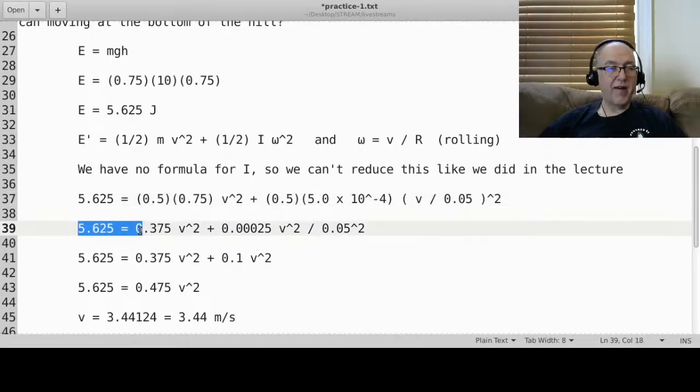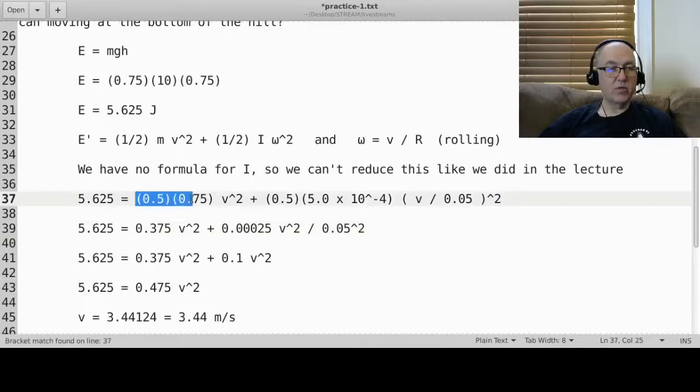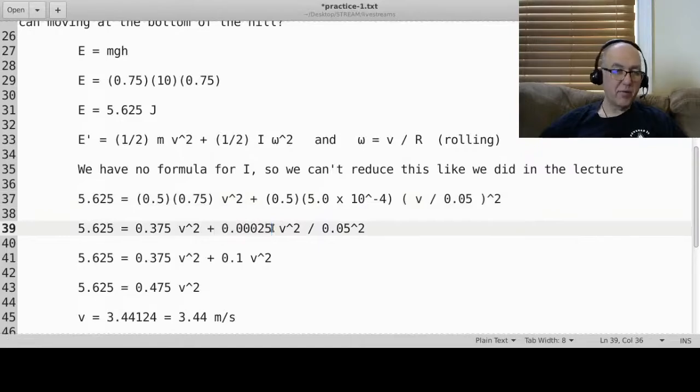So still 5.625 is equal to, that works out to 0.375 V squared there. Plus this works out to 0.00025 V squared, divided by 0.05 squared like that. Now we can simplify this a little bit more because we can divide that by that, and that turns out to be 0.1.